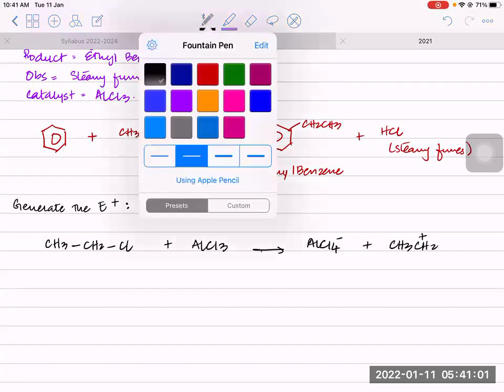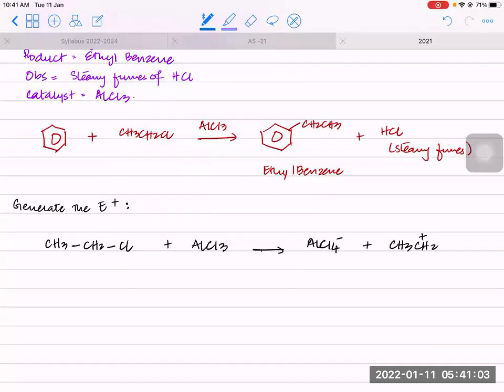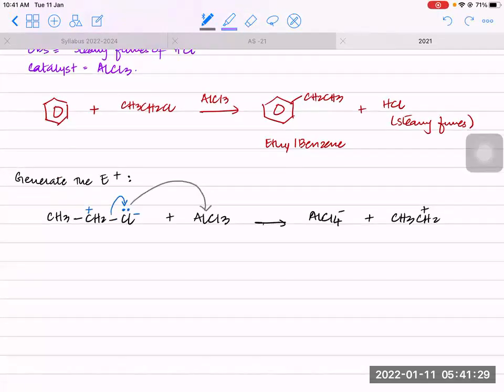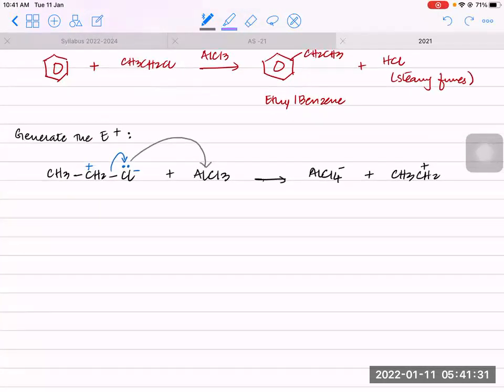Let's see how. So the Cl is more electronegative. It will take both the electrons. This breaks and gets a negative charge. This gets a positive charge because it loses an electron. This has a lone pair. It will give the lone pair to aluminum, making AlCl4 minus, and this will break off as the electrophile. Clear? Now we have the electrophile.